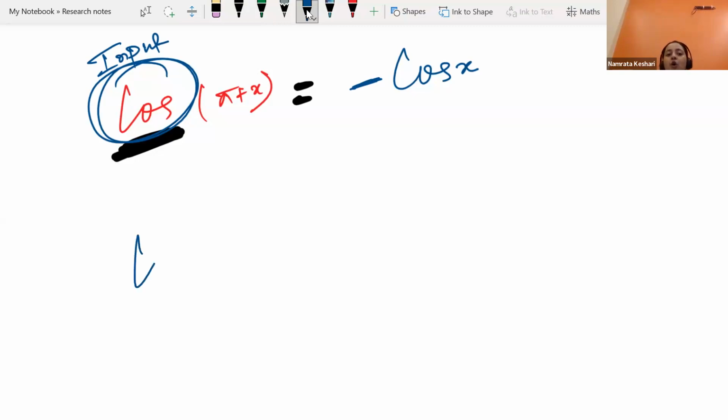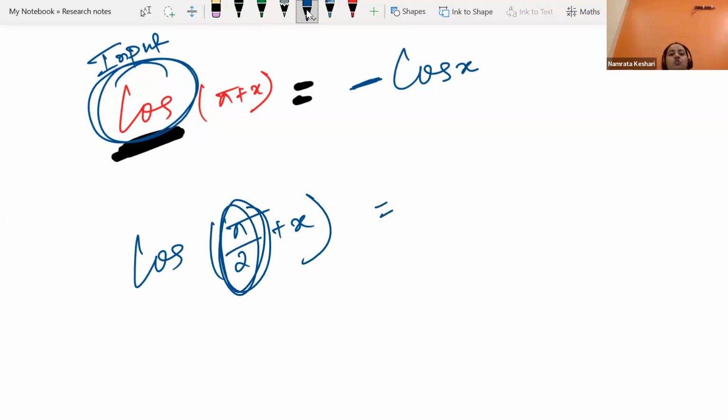If we are having cos of pi by 2 plus x. As I told you, with this angle, the function will change at first. Cos will change to sine, sine will change to cos, tan will change to cot, cot will change to tan, sec will change to cosec, cosec will change to sec. So with pi by 2, plus x or minus x, the function will change. Cos will change to sine, so sine x will be there. Now the question is whether it will be plus sine x or minus sine x. Then we will think about the quadrant.